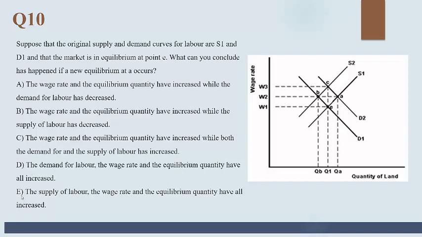Let's look at E to see why it's not correct. The supply of labor, the wage rate, and the equilibrium quantity have all increased. Again, the supply curve did not shift. So that's why E is not correct. So the correct answer here is D.